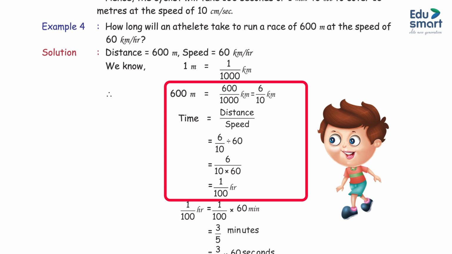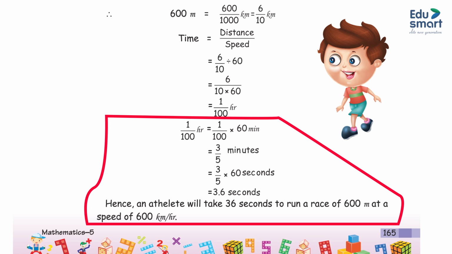Time is equal to distance upon speed, which is 6 upon 10 divided by 60. 6 upon 10 into 1 upon 60 is equal to 1 upon 100 hours. 1 upon 100 hour is equal to 1 upon 100 into 60 minutes, which is 3 upon 5 minutes. 3 upon 5 into 60 seconds is equal to 36 seconds. Hence, an athlete will take 36 seconds to run a race of 600 meters at a speed of 60 km per hour.